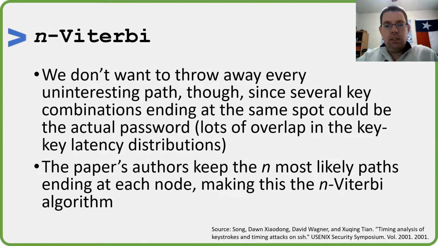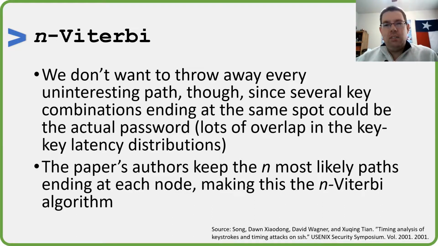The paper's authors realized that if all you keep is the best path, there's a good chance you're going to throw away the real one unintentionally. Because say, for example, if the real key combination is G and 5, well, F and 4 is going to be very similar. And if it ends up being just slightly higher probability based on the key timing you recorded, then you keep that and you throw away the real one. Whereas you might be keeping F plus F or F plus G that's going to be faster.